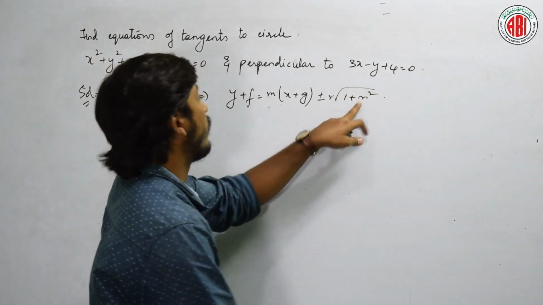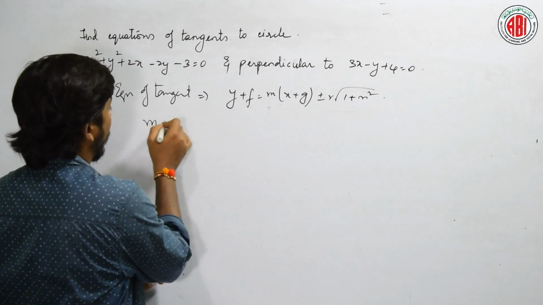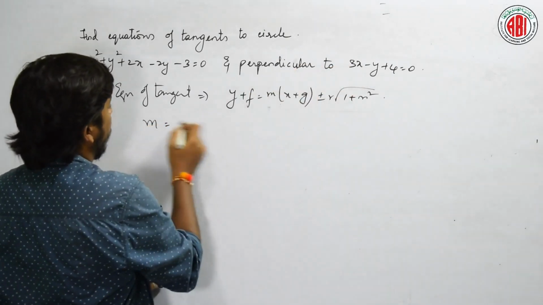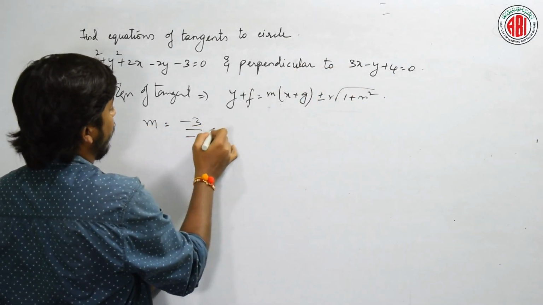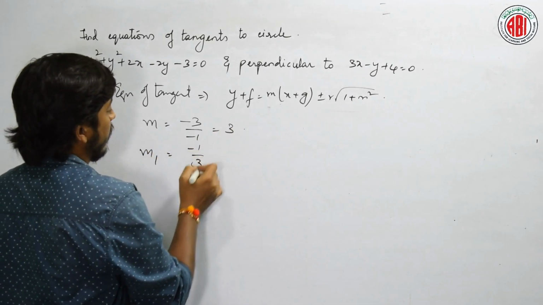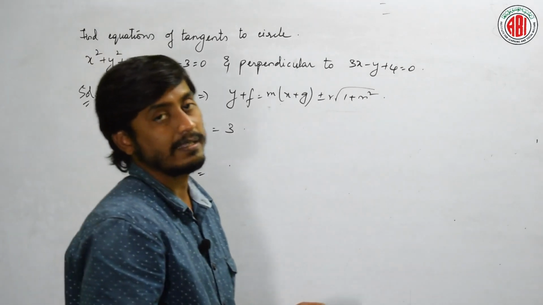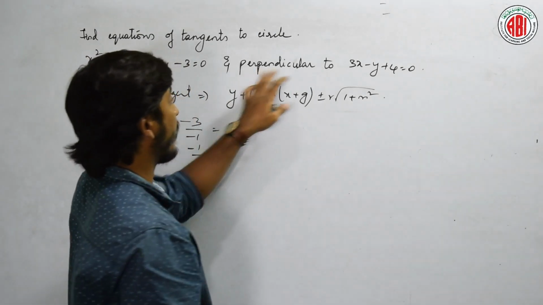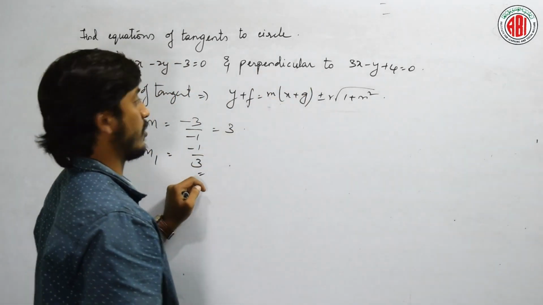Okay. So, what is m here? m is minus 3 by minus 1, which is 3. What is the perpendicular slope now? Minus 1 by 3. Yes, that is, m1 m2 is minus 1. He is telling perpendicular, so we have to find the perpendicular slope.